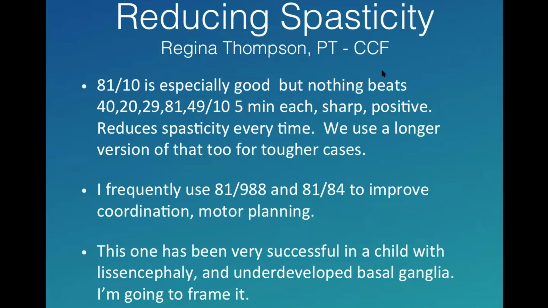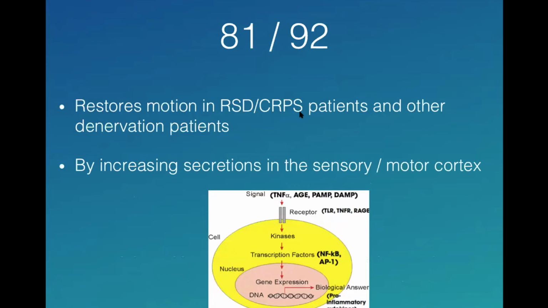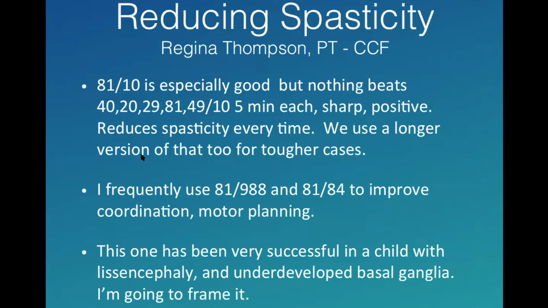So we're talking about reducing spasticity by increasing secretions in the spinal cord. This is from an email I got from her today. 81 and 10 is especially good, but nothing beats 40, reducing inflammation, pain reaction, spasticity, then increasing secretions and vitality in the spinal cord. But look at this. It's 5 minutes each. It doesn't take long. When what you're doing is changing cell signaling, you change the signal. It's like opening your car door with your key fob. It takes 5 minutes to do this. Reduces spasticity every time. We use a longer version of that for tougher cases.